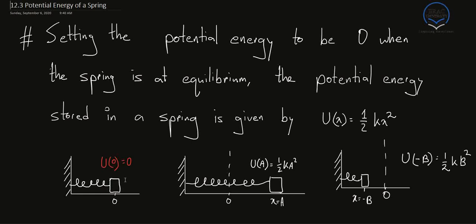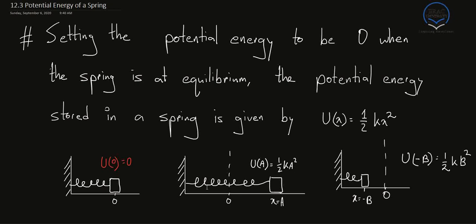In other words, when this mass is at x equal to 0, at this position we would say that U at x equal to 0 is equal to 0. Okay, we shall then show that if we set this reference potential to be 0 at the equilibrium, the potential energy is given by this very familiar U equal to half kx squared. In other words, if there is a displacement of x from this equilibrium position, the potential energy stored in the spring is given by half k a squared.